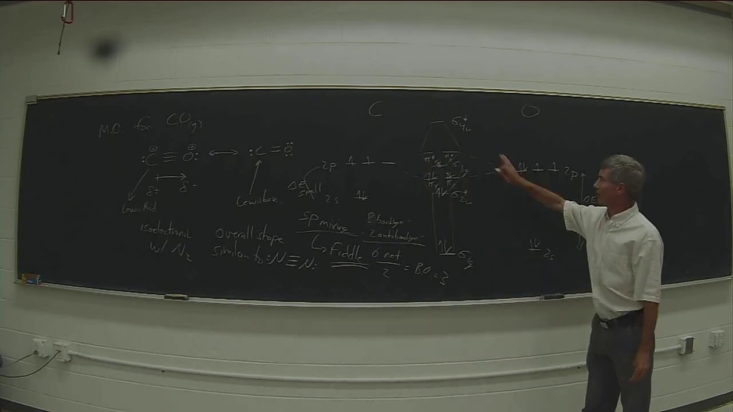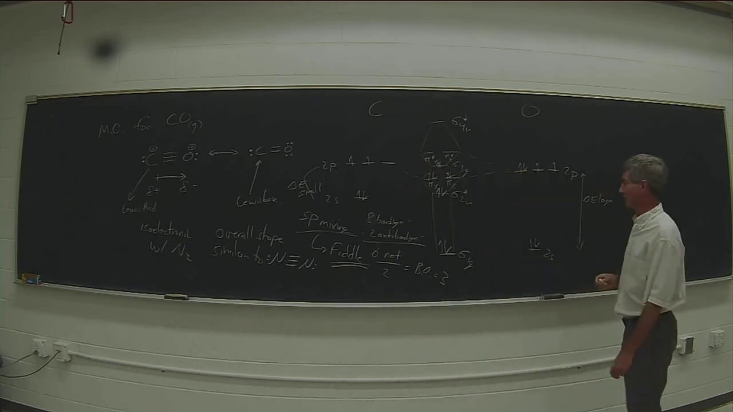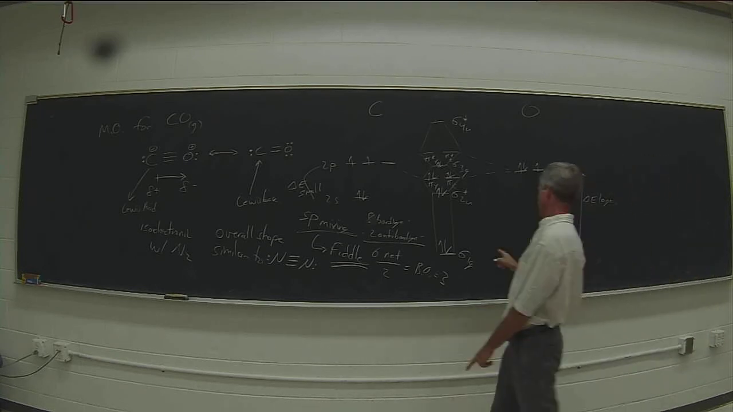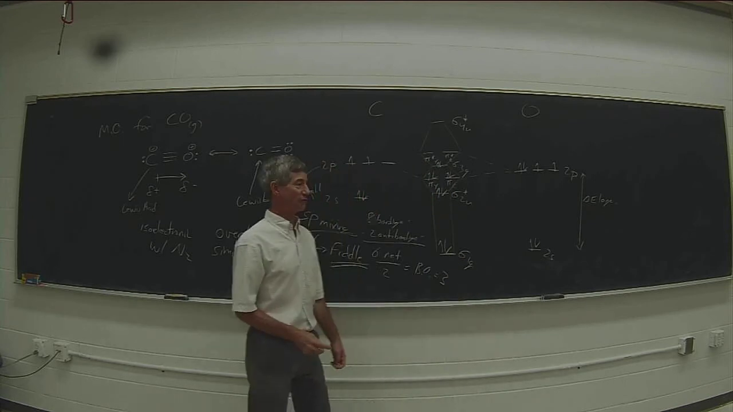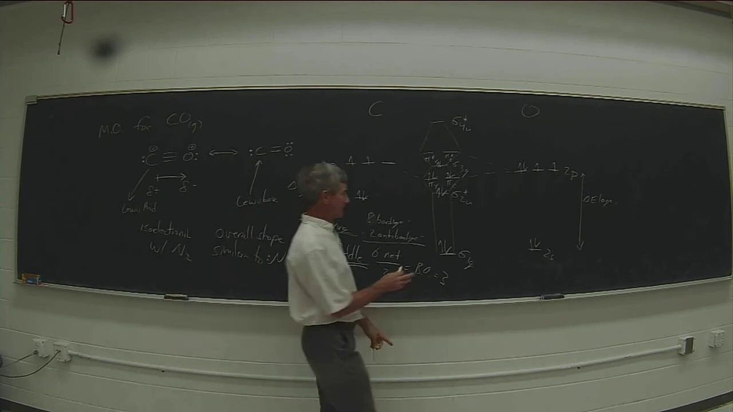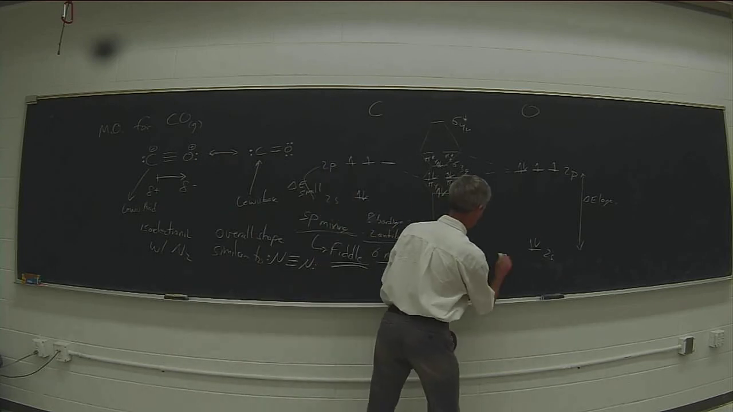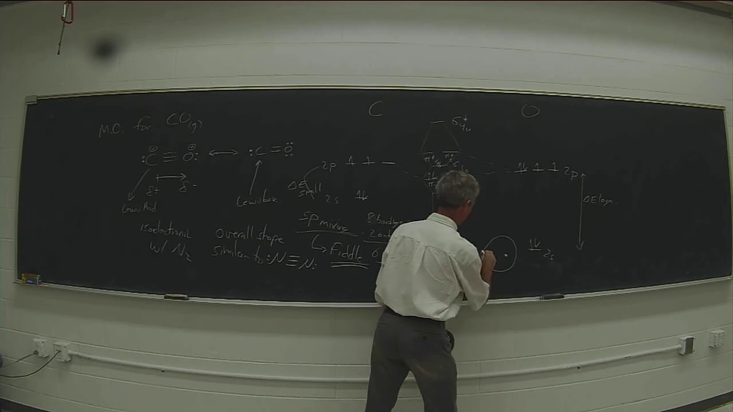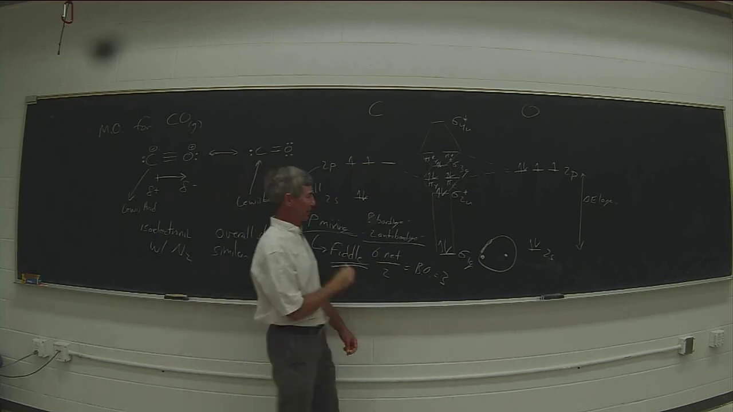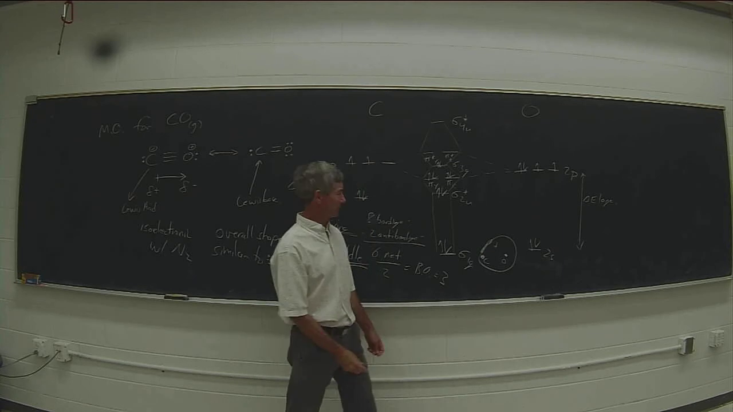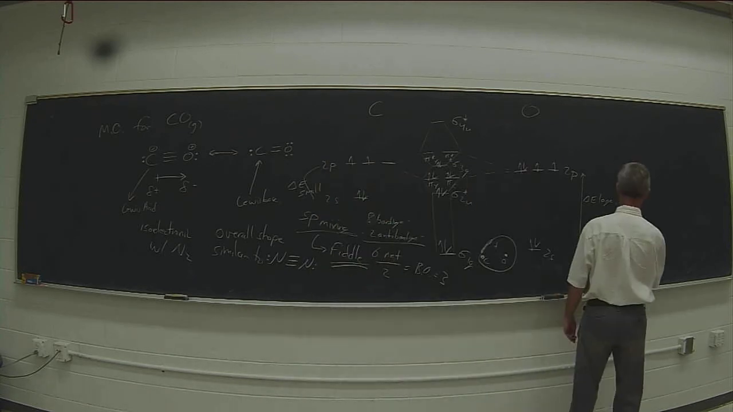So the energy diagram looks very similar to what it would look like for diatomic nitrogen. But the shape of the orbitals does not. Because sigma 1g is much closer in energy to the 2s orbital on oxygen than it is to the 2s orbital on carbon, it's going to be significantly misshapen, with a lot of electron density lying on the oxygen atom and much less electron density lying on the carbon atom.